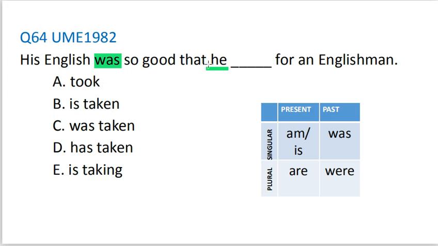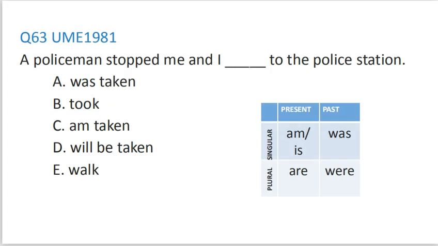Now, the sentence is in past tense because of the was. Then he, before the verb, is singular. If you check the table for singular past, we are going to have was as well. Then take in past participle, that is taken. Then we have was taken. Option C. His English was so good that he was taken for an Englishman. To the next question, that is question 63, UME 1981.